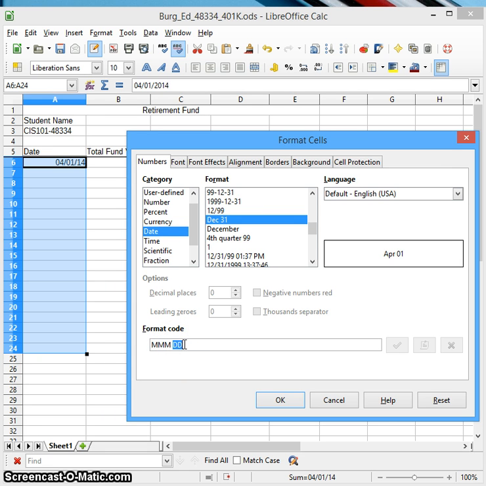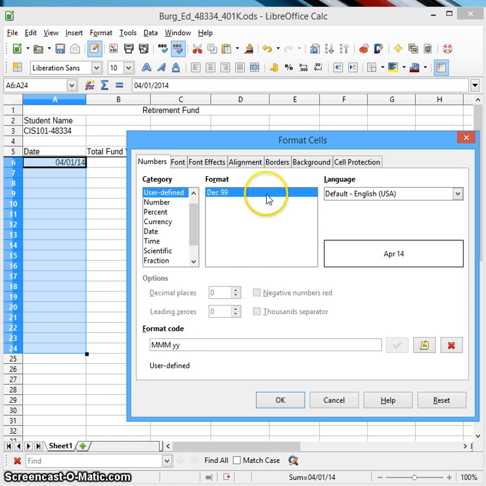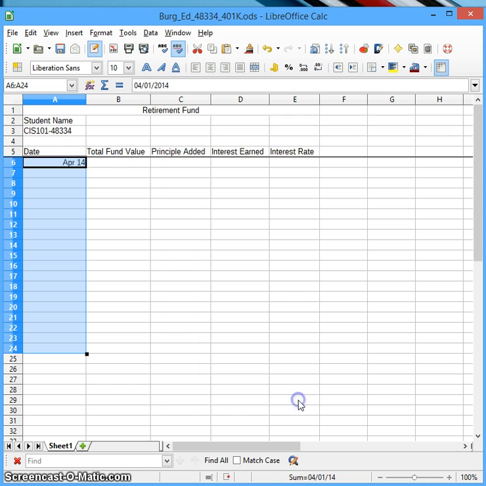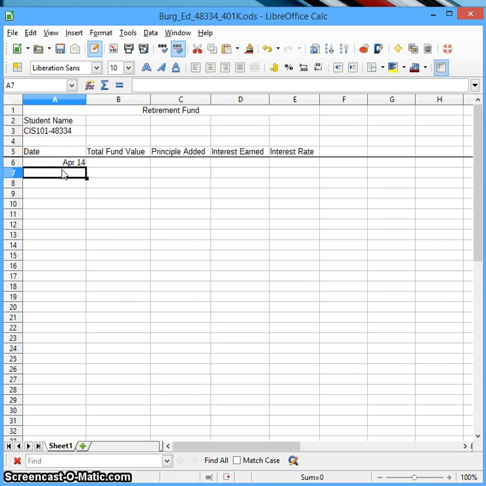We don't want the days, we want the 2 digits for the year. And there's an example. I'll show December 99. That's user defined. We say OK. And there we have it.